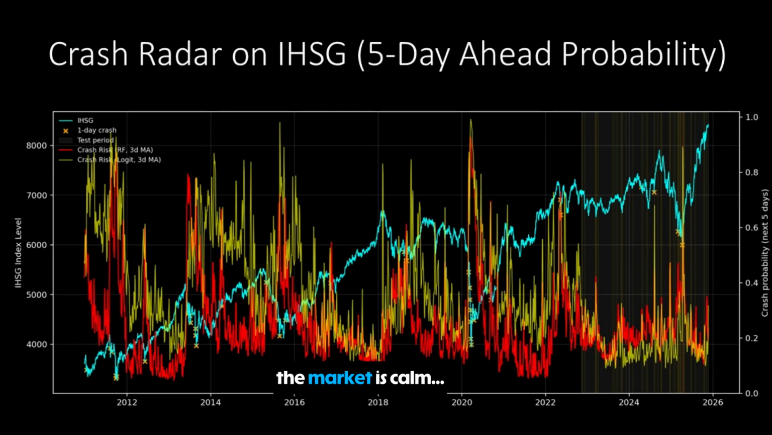Have you ever felt the market is calm and then suddenly you get hit by a sharp sell-off? In this video, I'll show you a simple but powerful idea. We build a crash probability radar that tries to estimate the chance of a crash in the next 5 trading days. On this chart, the blue line is Jakarta Composite Index, and the colored risk line is the predicted crash probability. The key point: this is not predicting the exact price, this is predicting risk. Like a weather forecast, if the probability is high, we act differently. Smaller position size, tighter risk, or hedge.